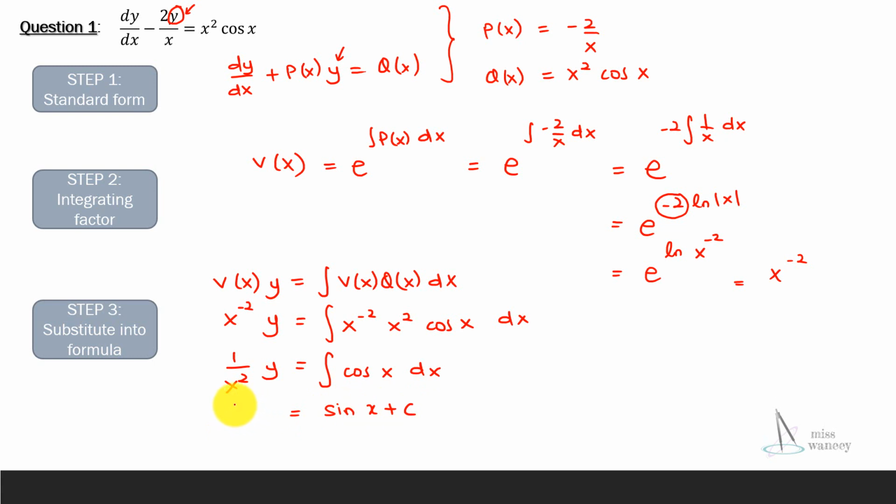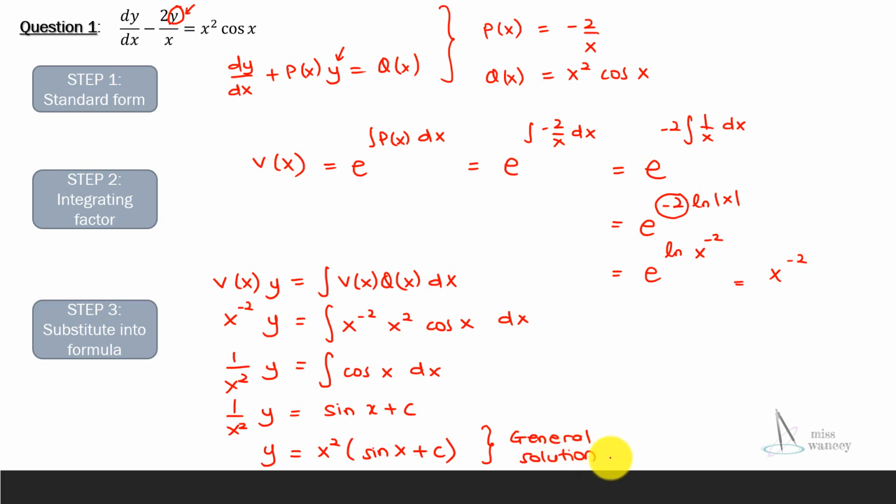Over here, we still have 1 over x squared times y. Making y the subject, y is equal to x squared multiplied by sine x plus c. Since we have something in terms of c, this is also known as the general solution. So this is a general solution.